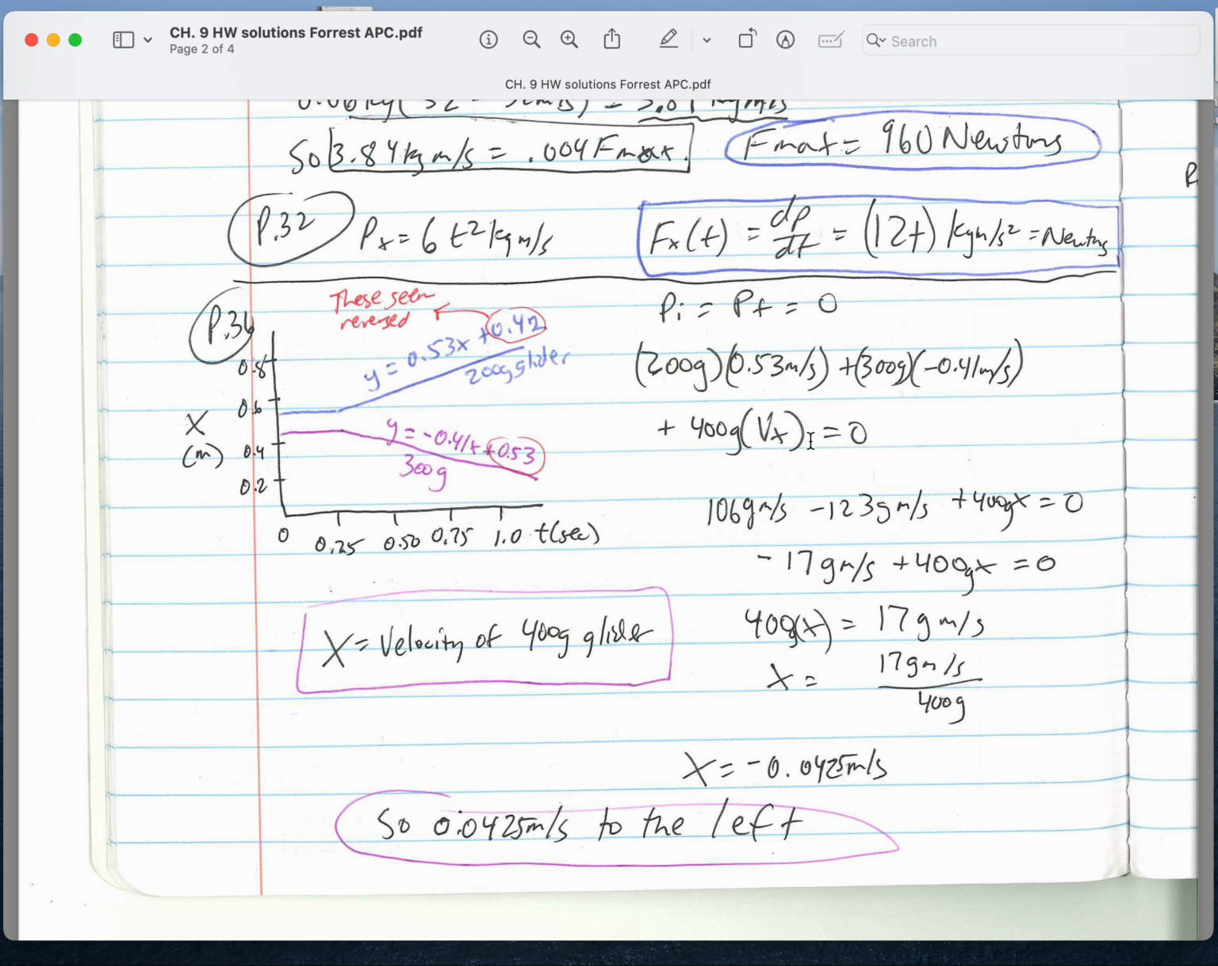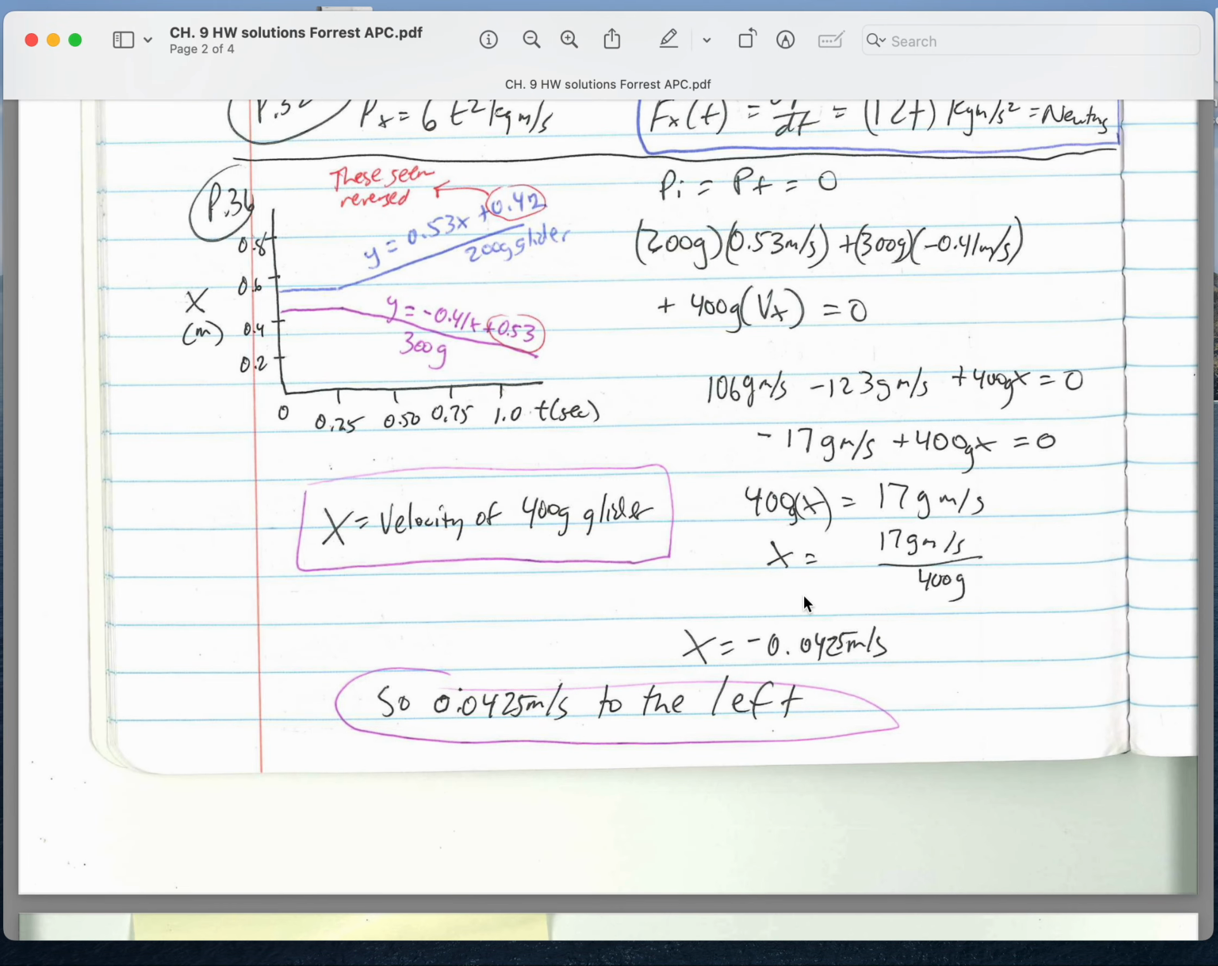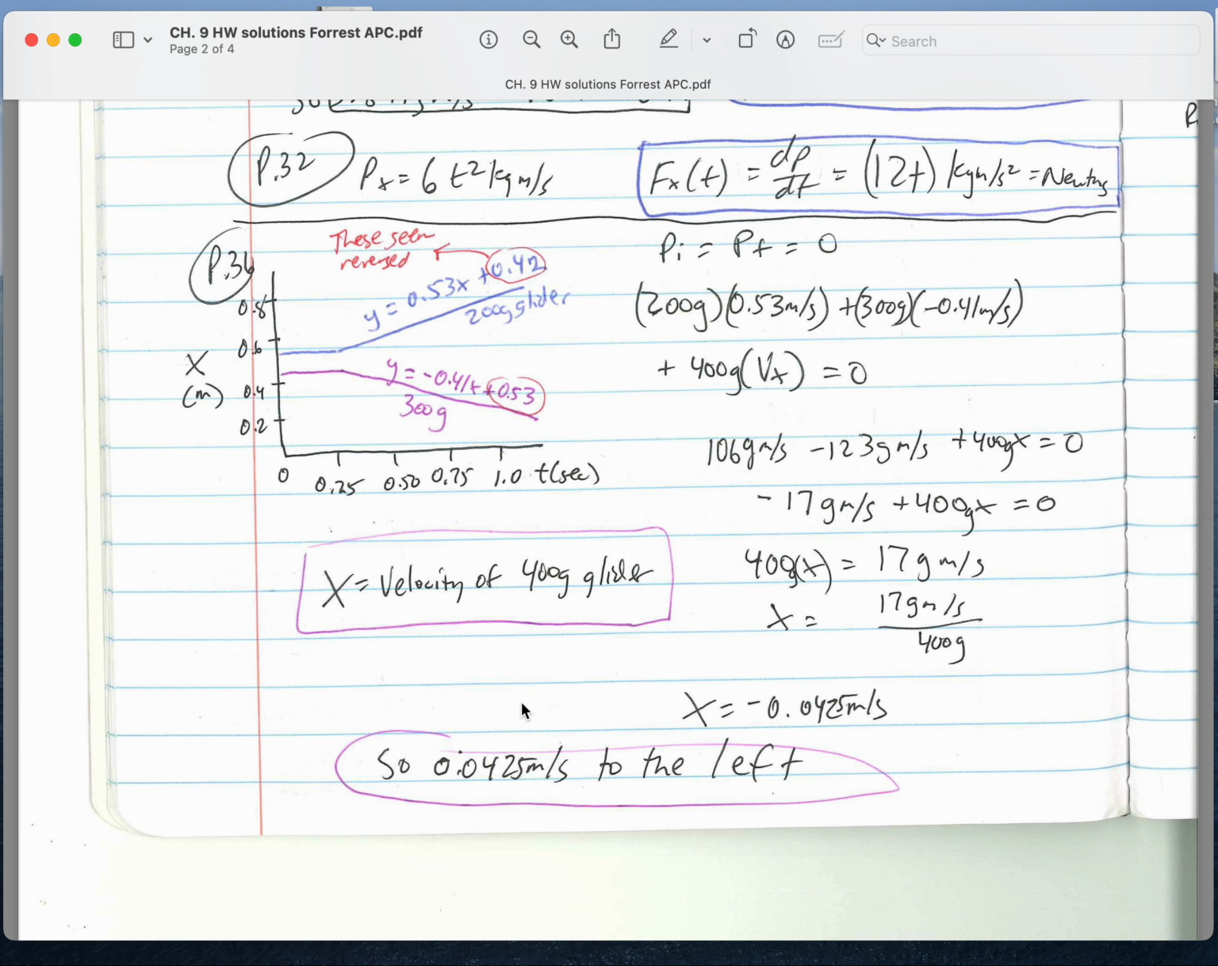And then we're trying to find out what the 400-gram cart would do. So looking at the momentum of these, and these are non-standard units because they're gram meters per second, but since we're just trying to find speed, it doesn't really matter because the mass is going to divide back out. So I get negative 17 gram meters per second plus 400 grams times x. Unfortunately, I used x as the velocity. I should have just said v, so sorry about that. So I ended up getting that x is equal to negative 0.0425 meters per second. So the 400-gram cart is going to go 0.0425 meters per second to the left based on this graph and conservation of momentum.